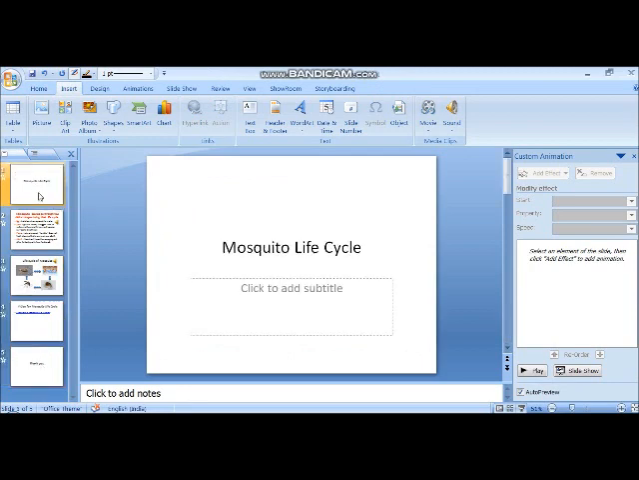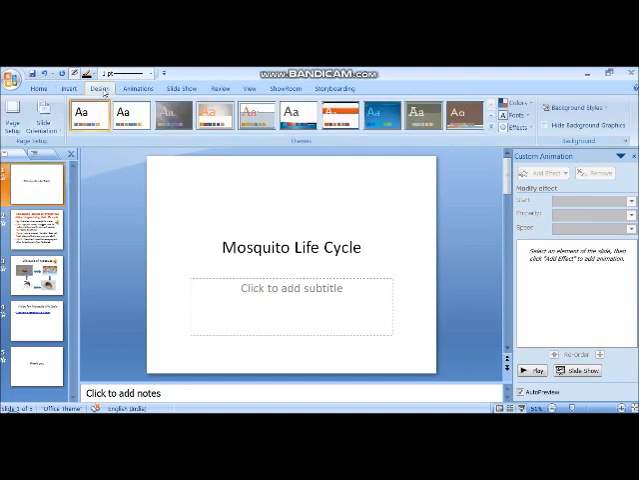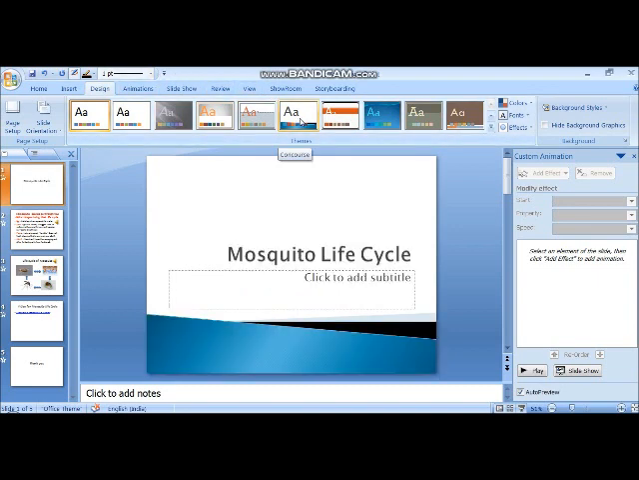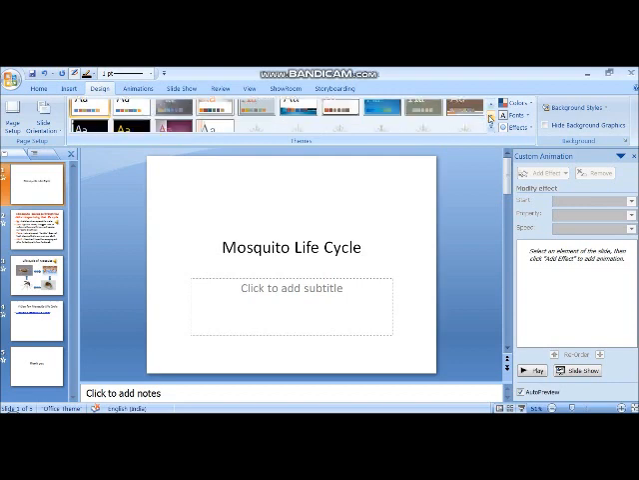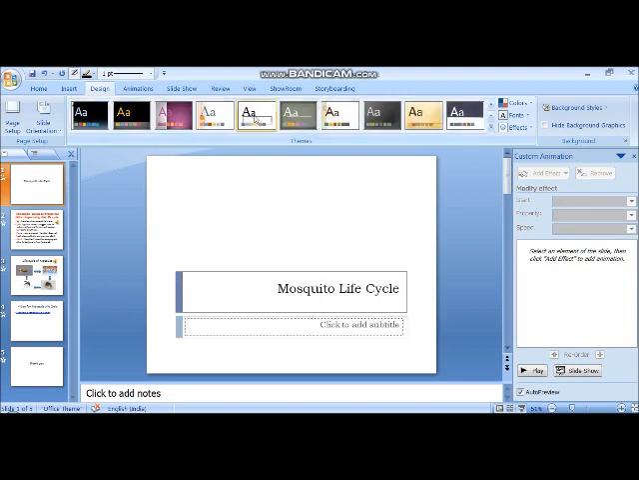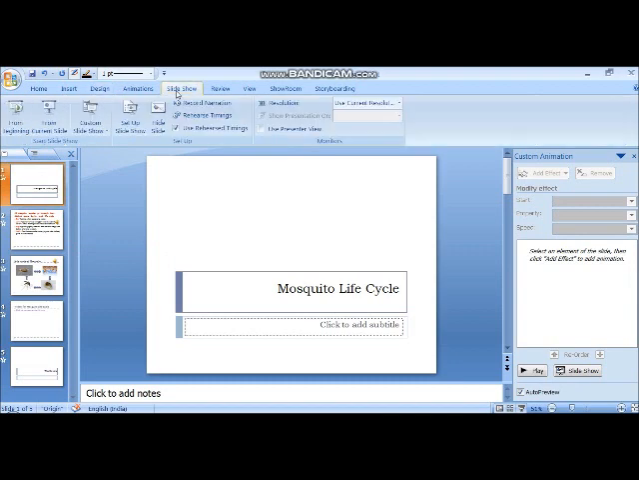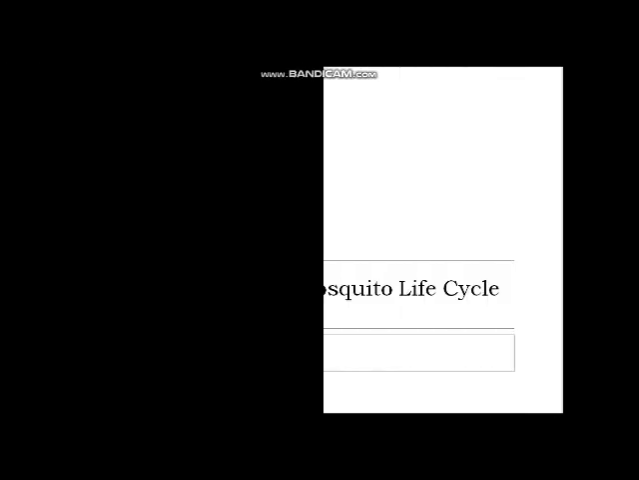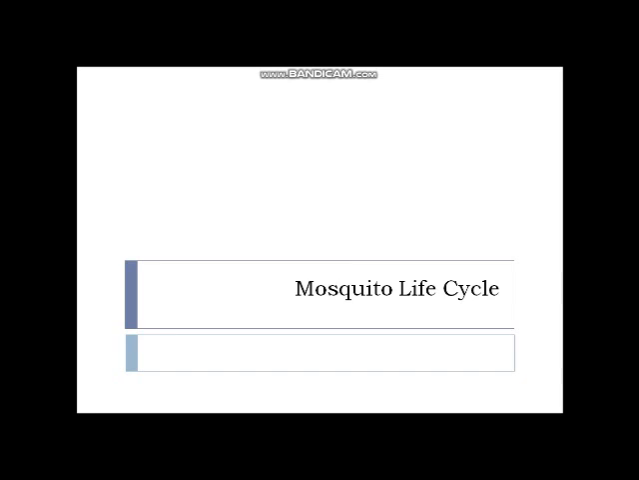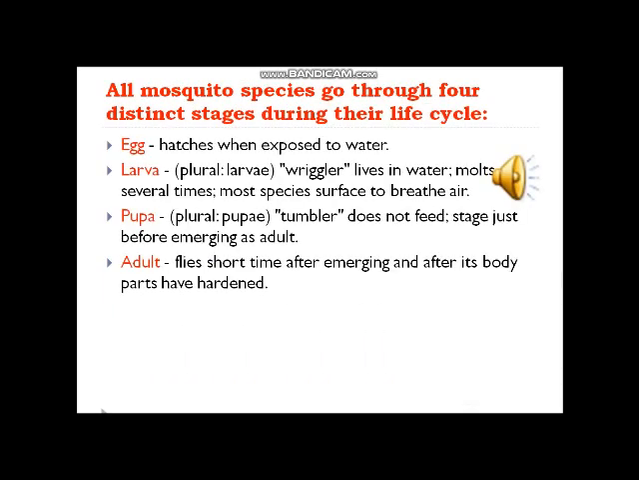Now after creating this slide, we can apply design. So click on the design tab. Selecting any one design which suits my theme. I'm selecting this one. So I've selected the design and then click on slideshow from beginning. Mosquito life cycle. On clicking the mouse click, next.